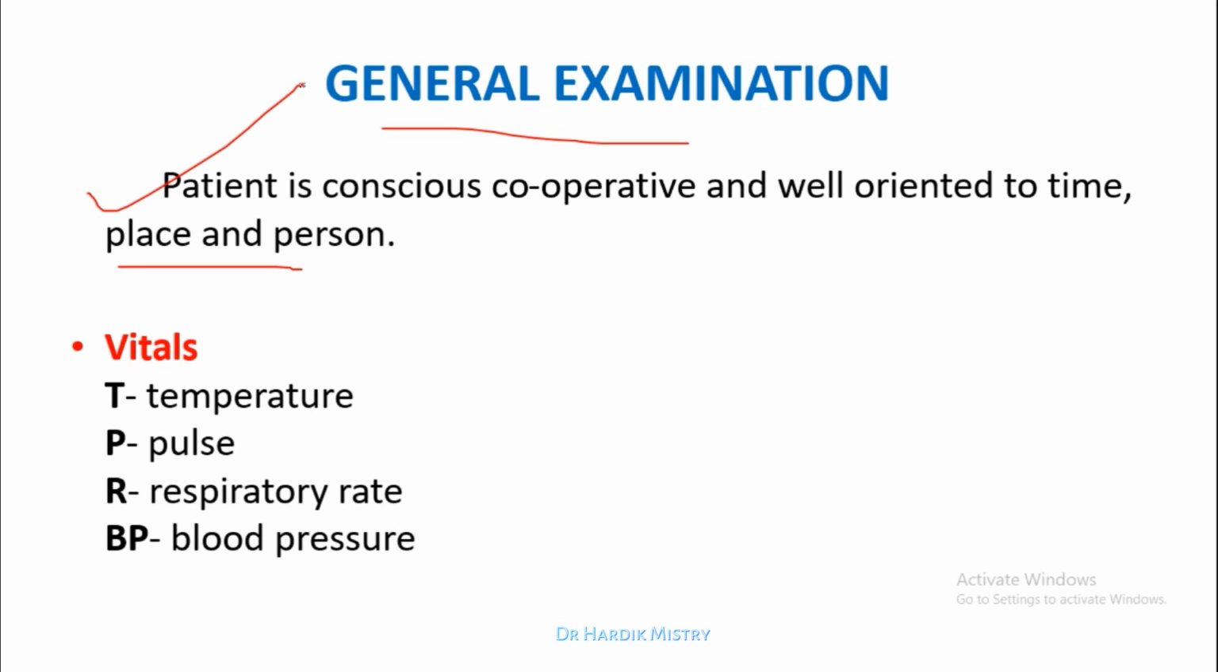After that, you have to record the vitals. In these vitals, there is a mnemonic, TPRBP: T for temperature, P for pulse, R for respiratory rate and BP for blood pressure. So you have to record the vitals: temperature, pulse rate, respiratory rate and blood pressure.